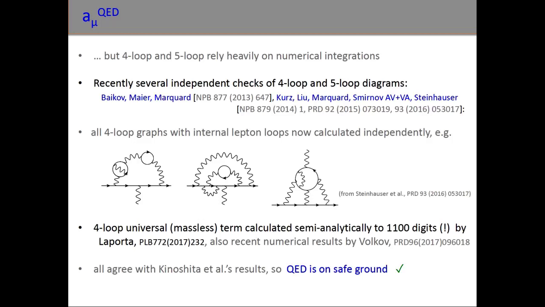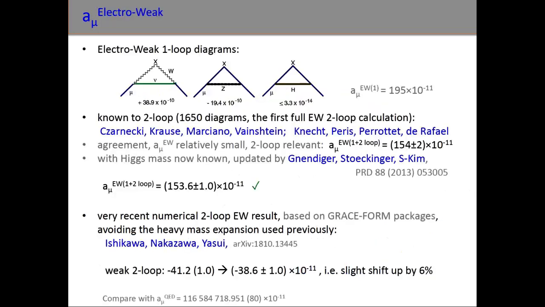And all agree, basically, within errors with Kinoshita. In Kinoshita's calculation, there were a few things where they improved, where they even found small mistakes in the setup, but nothing has really been changed dramatically, so QED is on safe ground. We move on to Electroweak. Electroweak is known at two-loop accuracy, and I had to update that slide, say a few words about this in a moment. Let's first look at the one-loop.